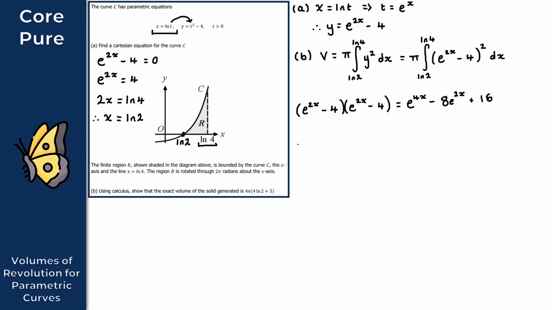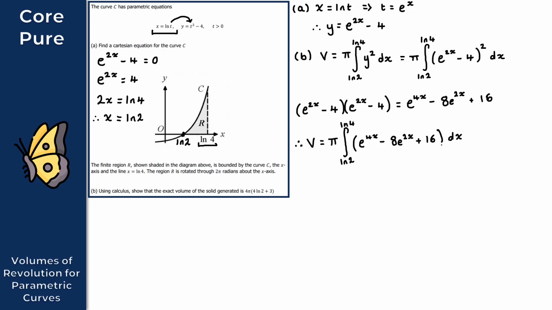So in that case, what we have for the volume V is that V is equal to pi times the integral from ln 2 to ln 4 of y squared, which is just this when we expand it: e to the 4x minus 8e to the 2x plus 16. And we're integrating with respect to x, so dx.